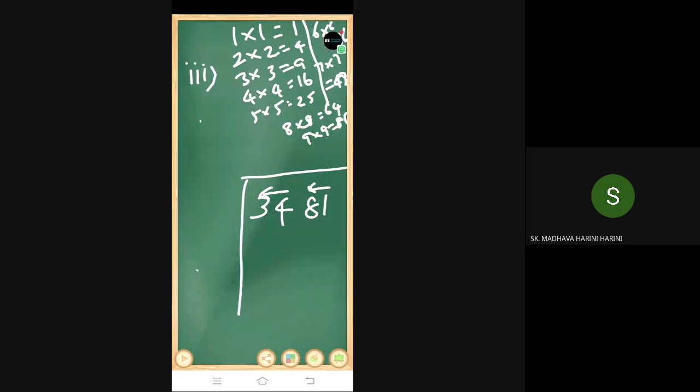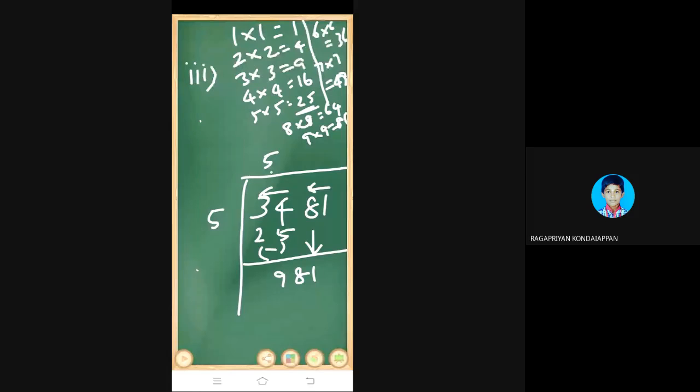Okay. Now 34. 34 is not a square number. Less than 34, 25 only. 5 5s are 25. So let us write 5 here as well as here. So 5 5s are 25. So what is the balance when you subtract? 9. Bring that 81 down.